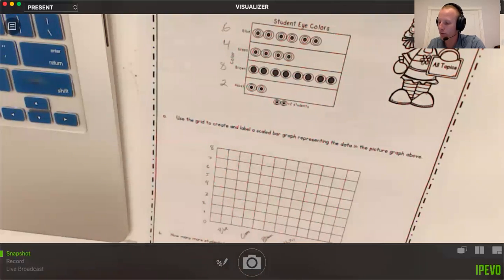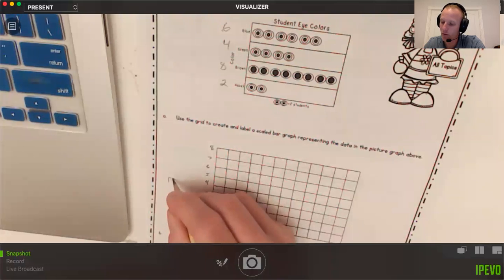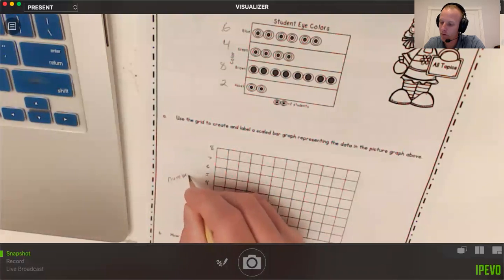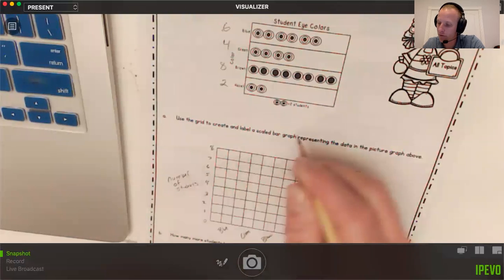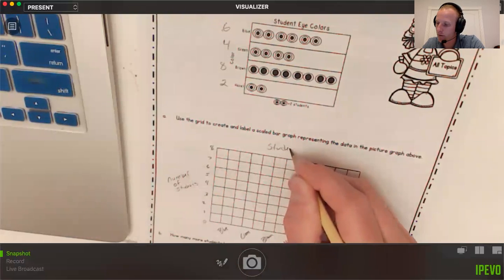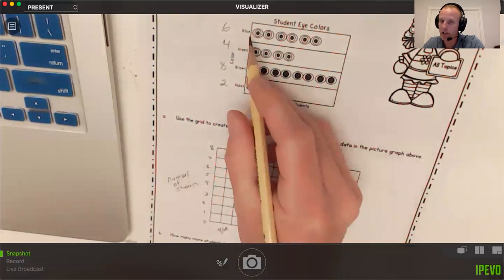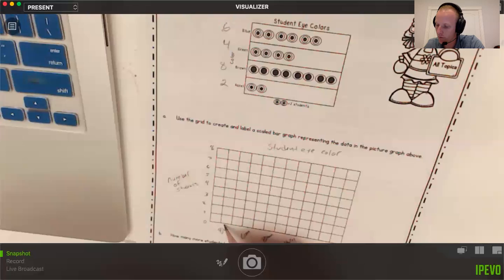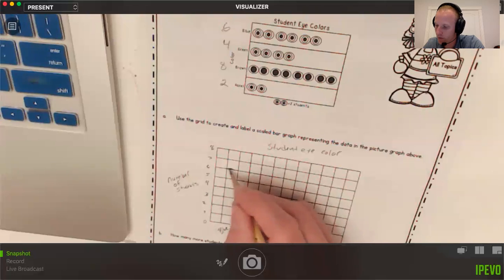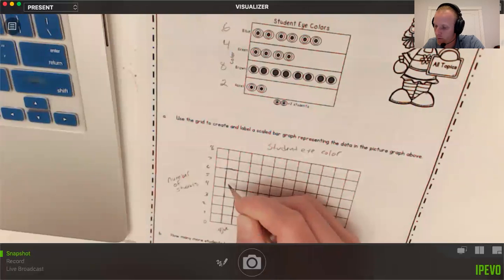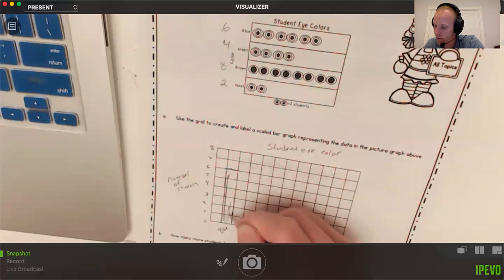So this is my eye color on the bottom. And this is the number of students on the left. And the title is Student Eye Color. And since there are 6 students that have blue eyes in this blue column, I'm going to go up to 6 and shade it in.